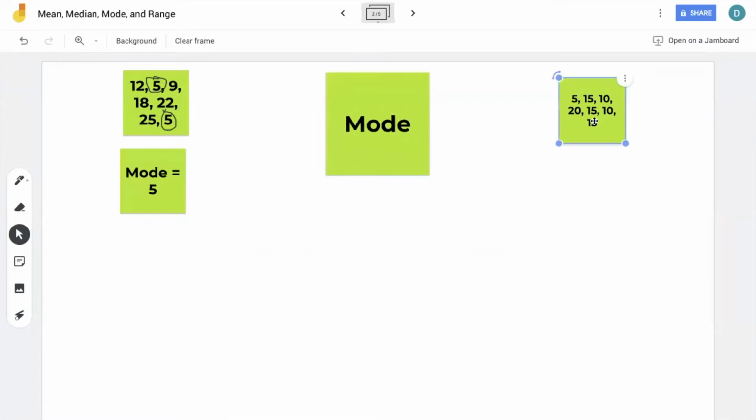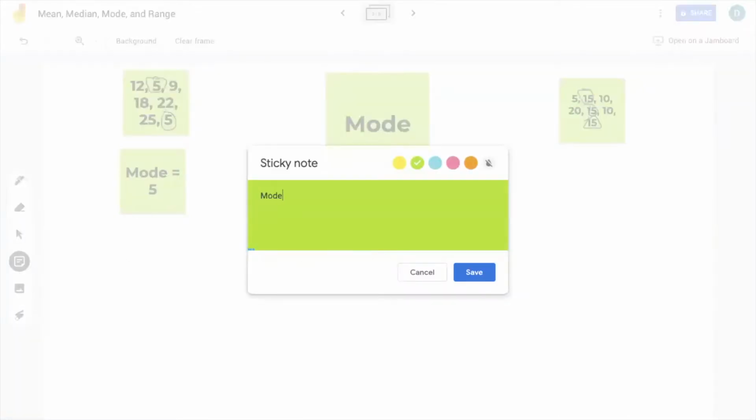How about the one on the right over here? Well, we have 5 again, but that only appears once. We have 10, which appears twice, and we have 15, which appears 3 times. Because 15 appears 3 times, we are going to use that as our mode. So the mode for this set equals 15.